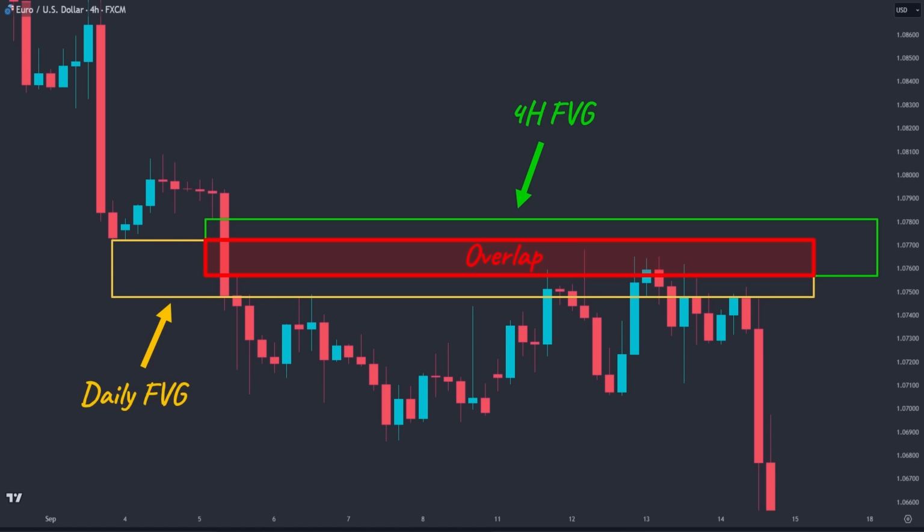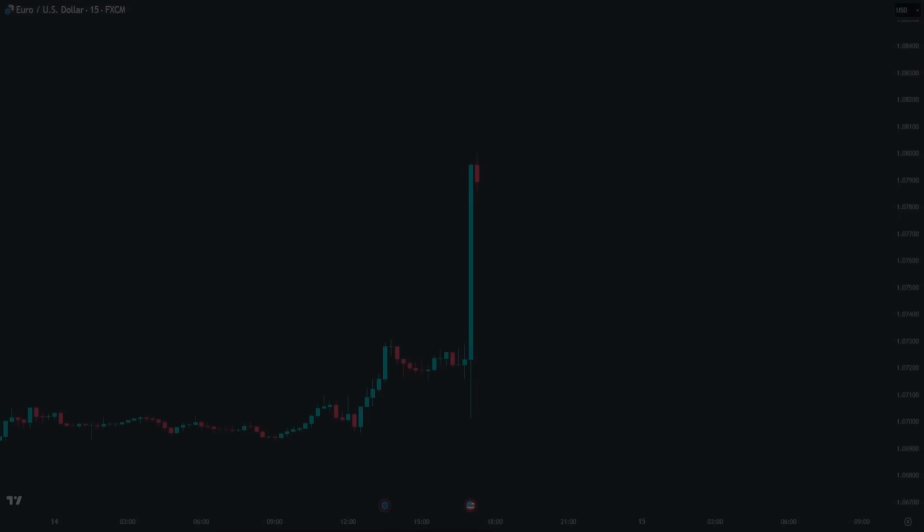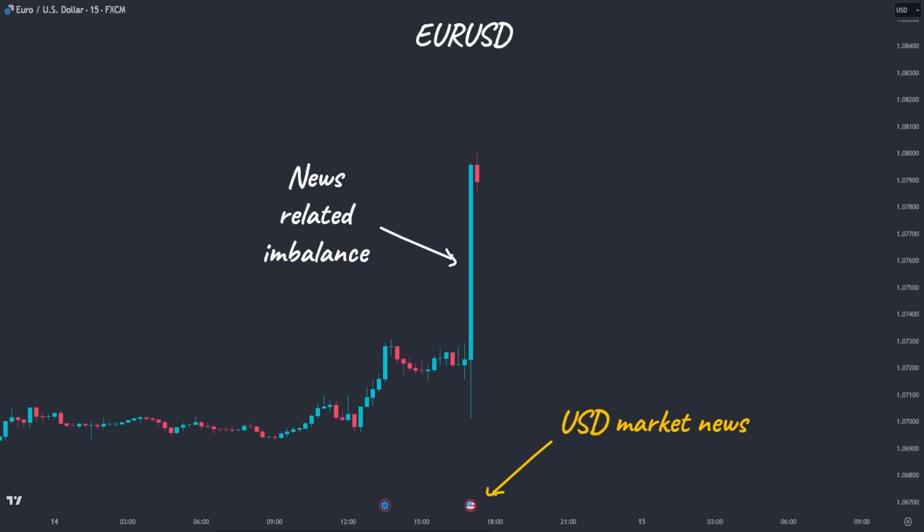Now, this refining method is not limited to fair value gaps. You can use it to refine order blocks, supply and demand areas, etc. When important news comes out in the Forex market and other price charts, it can cause sudden and big price changes, creating fair value gaps.